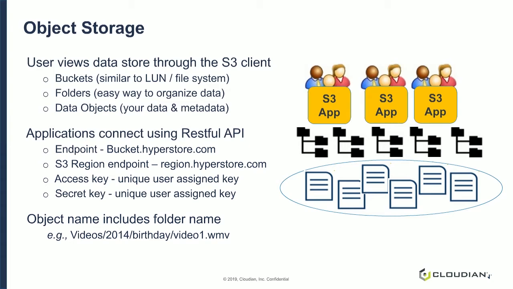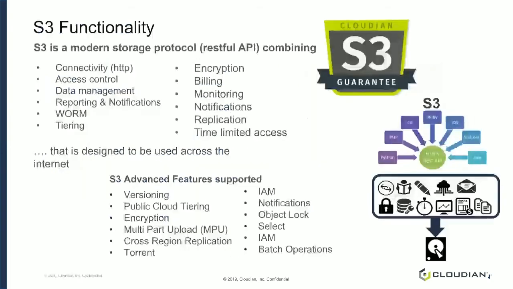So this is very simple. This is very different from your traditional storage systems, and this is where the APIs become a key factor. Like I said, S3 is basically the equivalent of a modern storage protocol. It's a RESTful API, so it has a way to give you connectivity, access control, data management, reporting. It can set data management policies, whether it's WORM, tiering, encryption, billing. All those things are now part of a RESTful API set. We today talk about S3 APIs because, as I said, it is becoming a de facto standard.